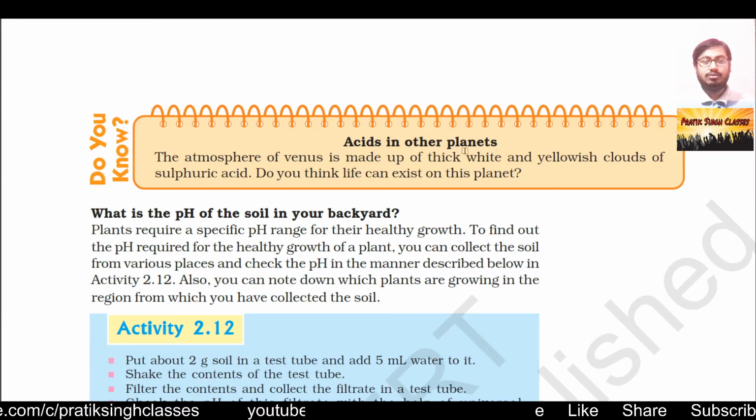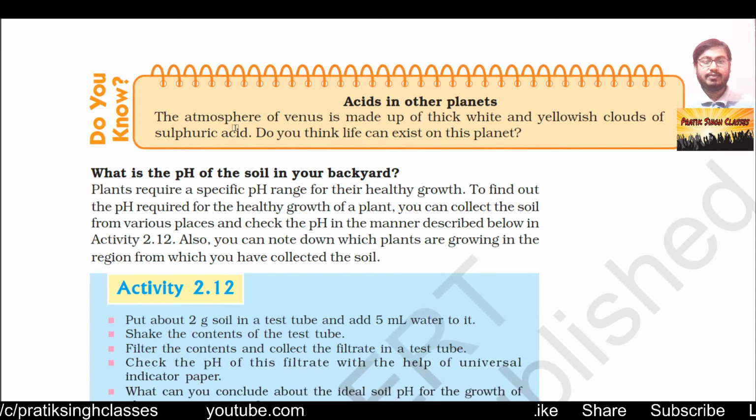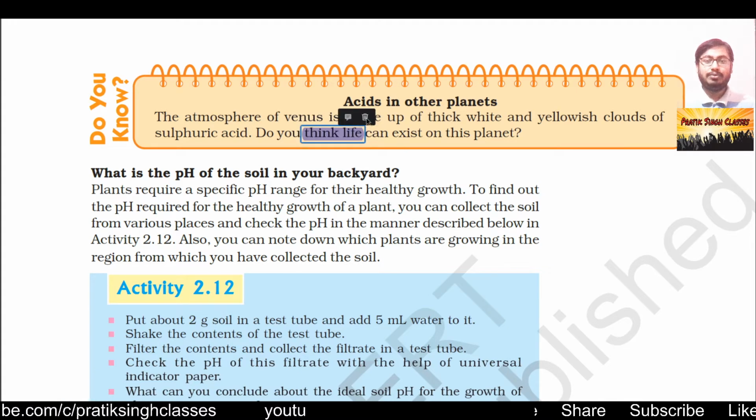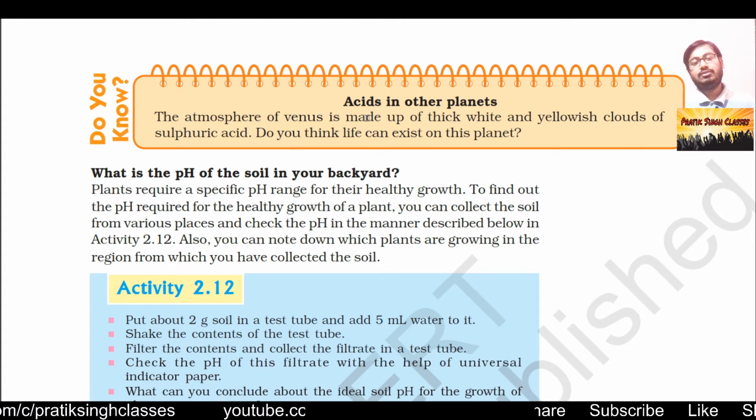Do you know about acids on other planets? The atmosphere of Venus is made up of thick white and yellowish clouds of sulfuric acid. So life cannot exist here, because even if it rains there, it will be a rain of highly concentrated sulfuric acid.